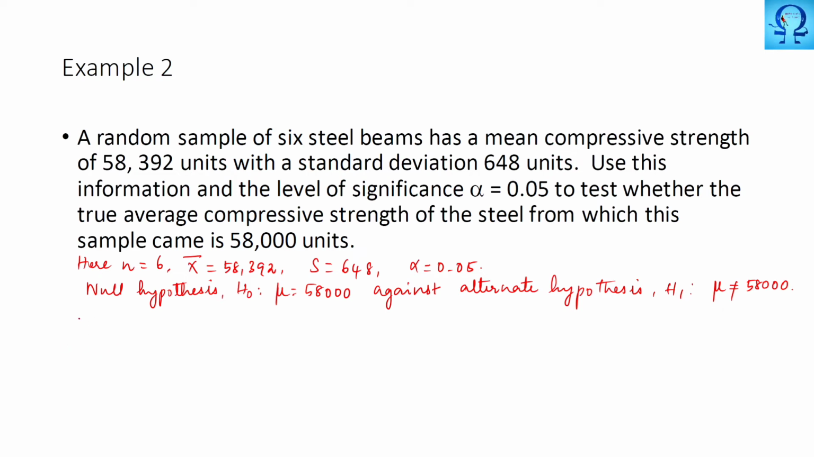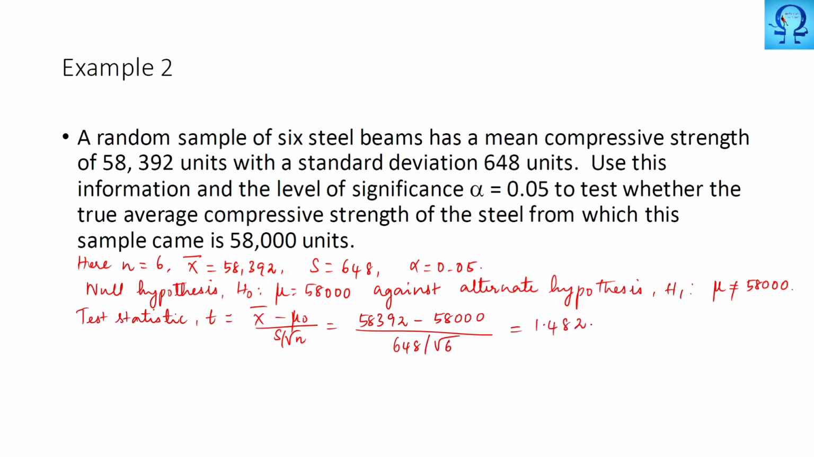Now the test statistic is t equals x bar minus mu naught divided by s upon under root n. X bar is 58,392 minus 58,000, this is what we are checking, upon 648 divided by under root 6. When you perform this calculation, you get 1.482. Now we need to read from the table.